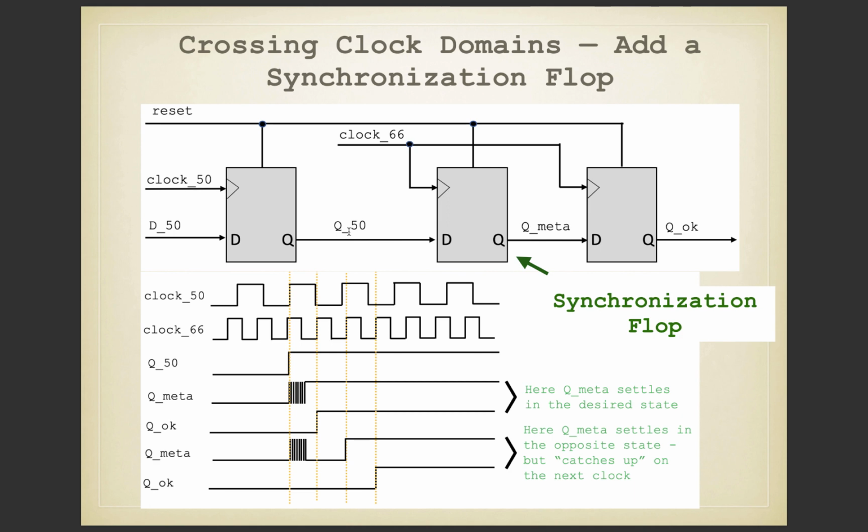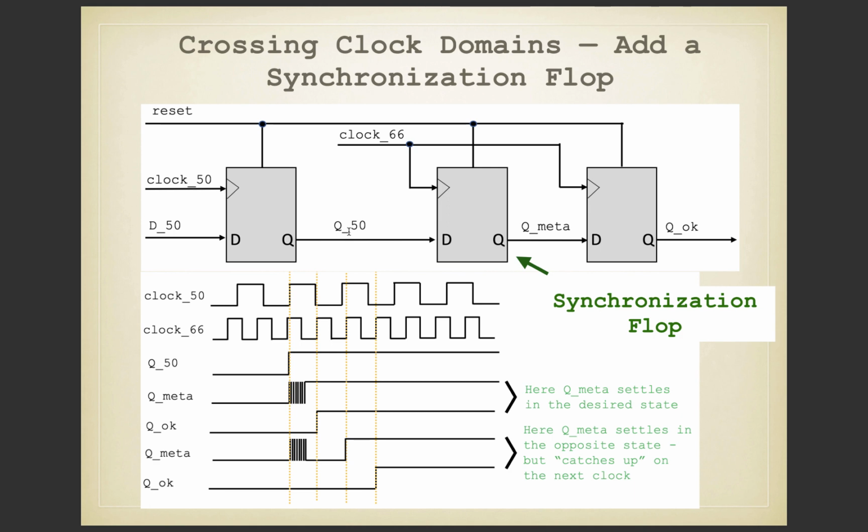We can see that what I've done is added a second flop, and I've named the first flop on the 66 megahertz domain Q meta. What I mean by that is that we accept the fact that the flop will have its timing constraints violated, and the output of that flop may go metastable. What we also assume is that if it does, it will settle in either a 1 or a 0 in less than 1 clock period.